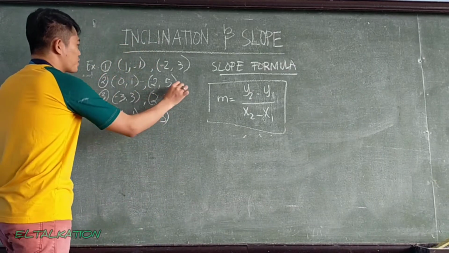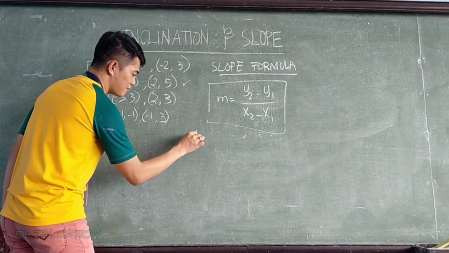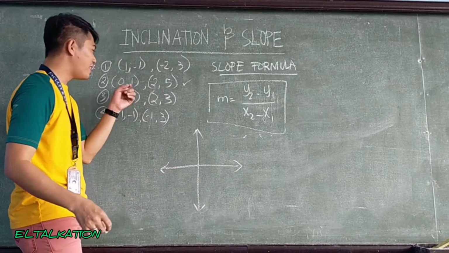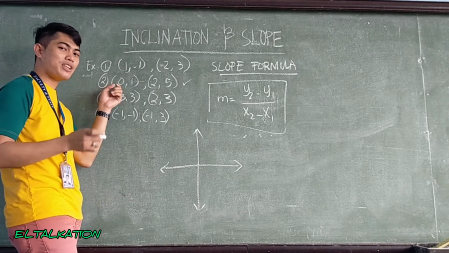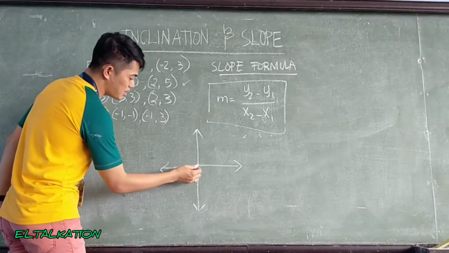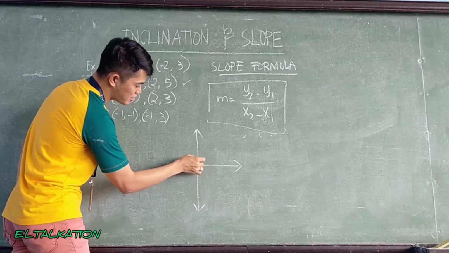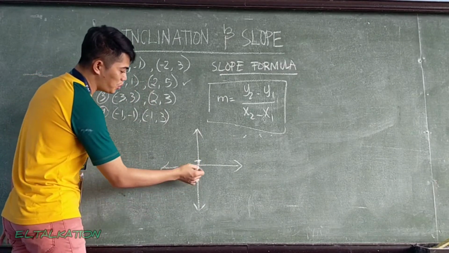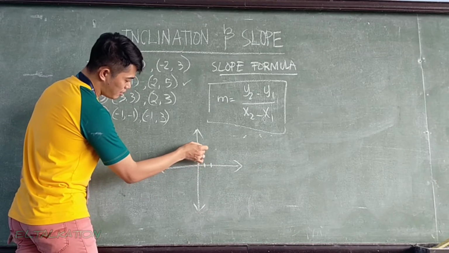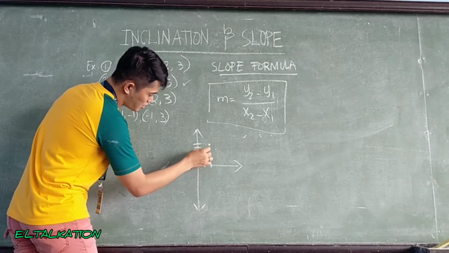Example number 2. So for example number 2, 0 and positive 1, 2 and 5. So i-plot natin. So kapag 0 yung isang coordinate, halimbawa yung x yung 0 coordinate, saan mapupunta yung point? Of course, sa y-axis. So that's correct. So we have 0 and 1. So 0, origin, and positive 1. So andito yung points. Then we have positive 2, 1, 2, and positive 5. 1, 2, 3, 4, 5. So dito siya. So, connect that.